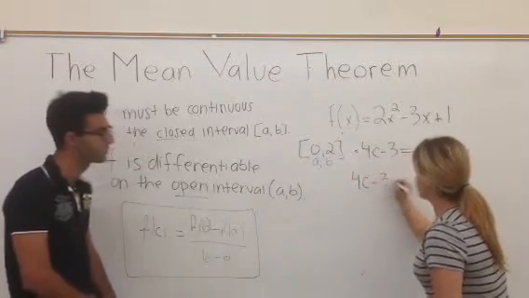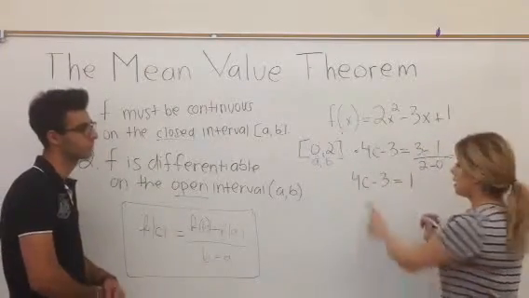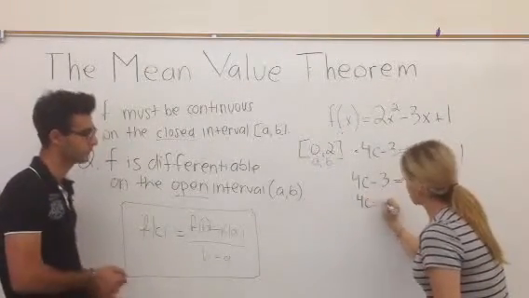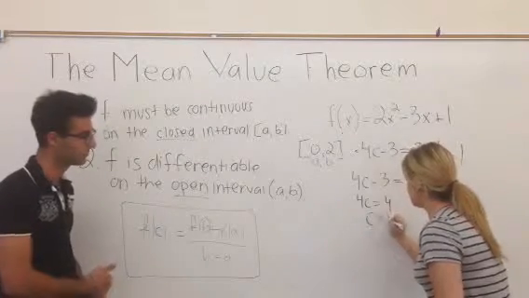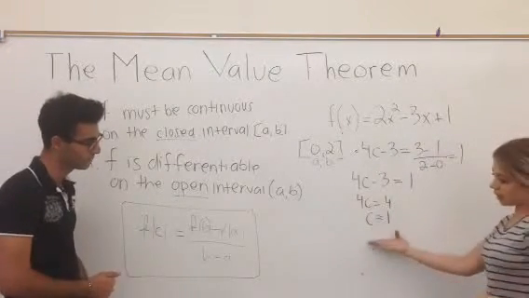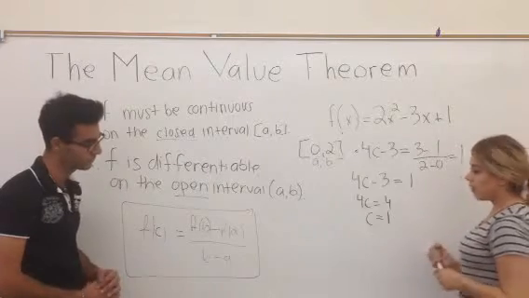We have 4c minus 3 is equal to 1. We add 3 to both sides. We get 4, and we get c equals 1. So now we've solved the problem. We've come up with c equals 1, which is what the problem asked us to find.